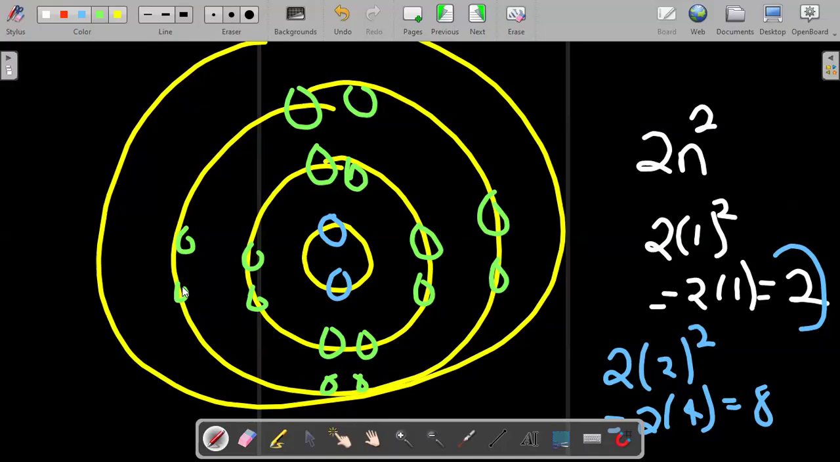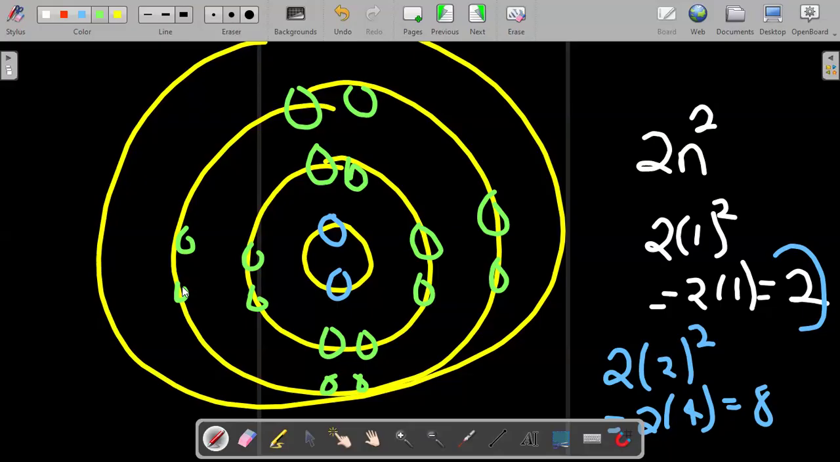So the number of electrons you have in the outermost shell, the outermost shell means the last one, that number makes up the group of that element. So if an element has 2 valence electrons in the outermost shell, that element belongs to group 2. If an element has 8 valence electrons in the outermost shell, it belongs to group 8.